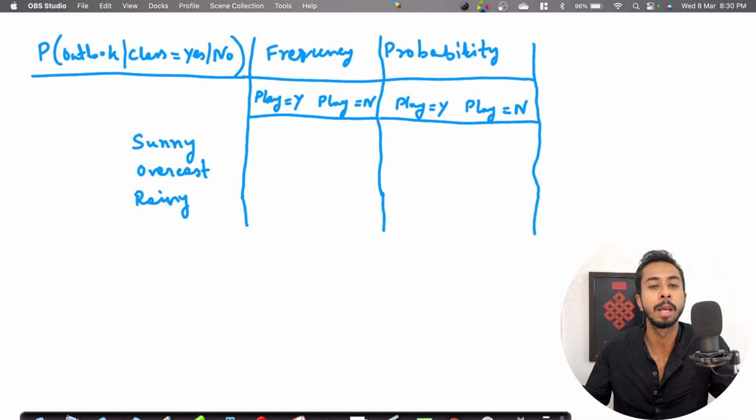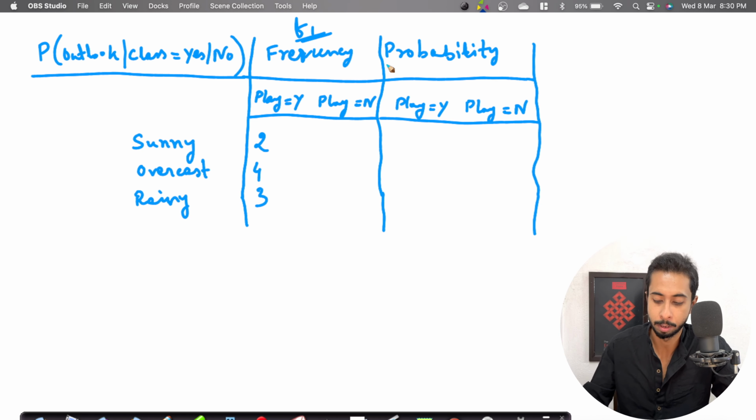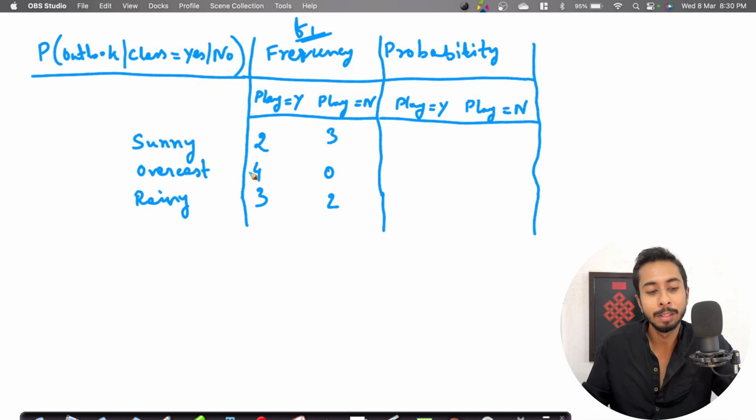See, I have created a table here. For outlook, this is for f1, right? I'll write here f1. For f1, this is the table. So what is it saying? It is saying for outlook, outlook can have three values: sunny, overcast, and rainy. Now this column is for frequency, that is, probability of yes and probability of no, how many times they are occurring. So you can see 2, 4, 3, and here 3, 0, 2. Okay, what are these values?